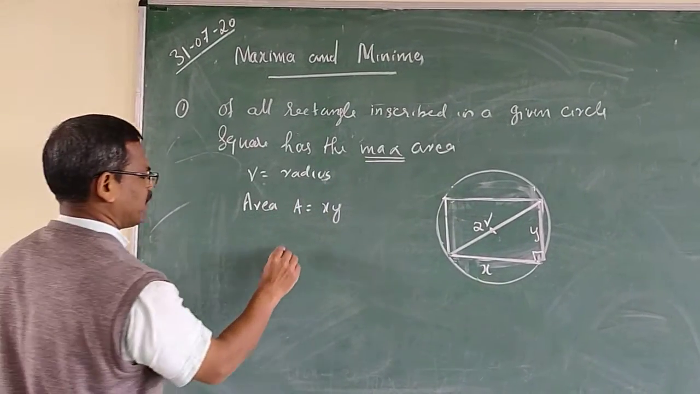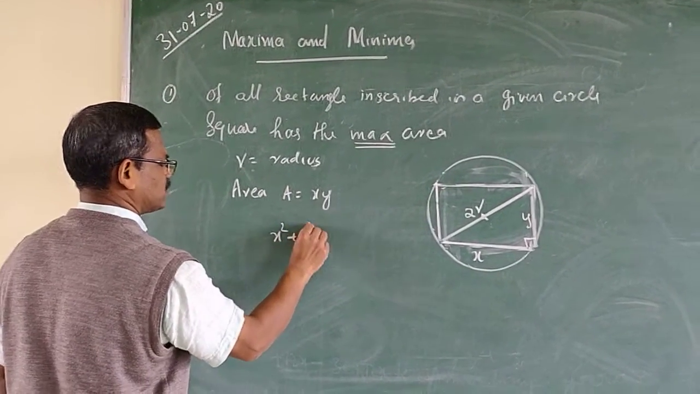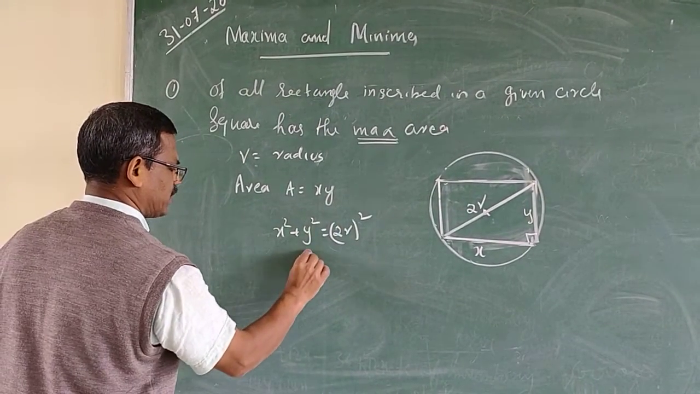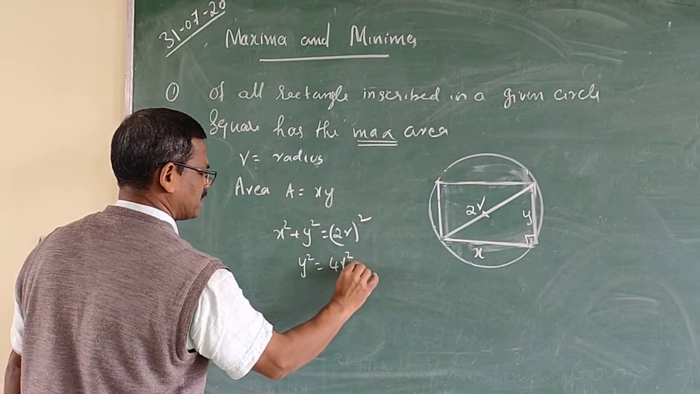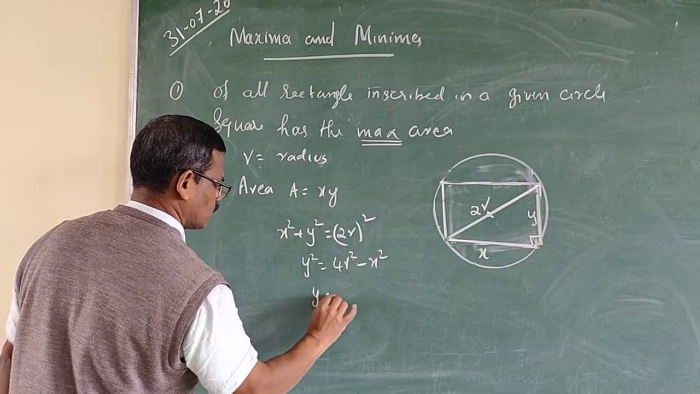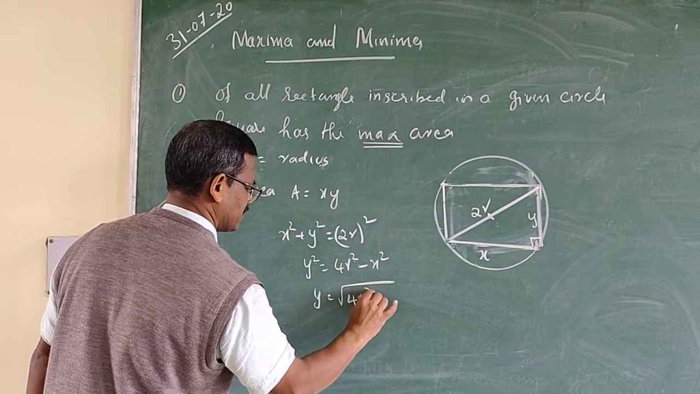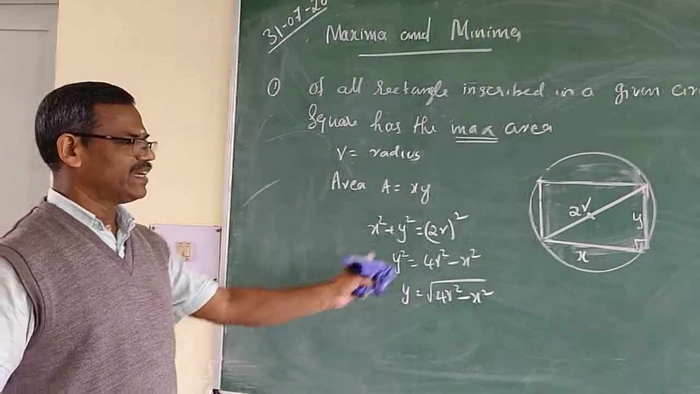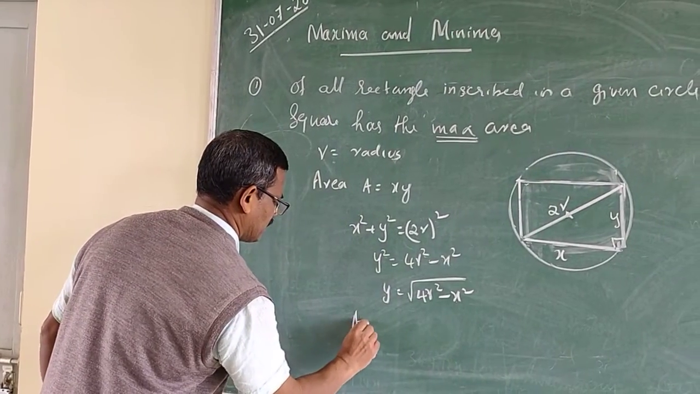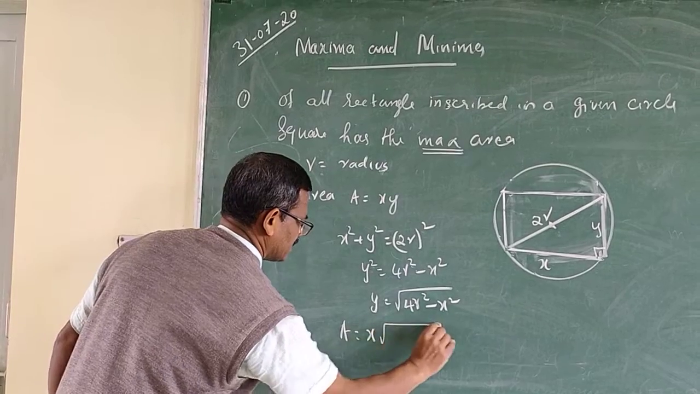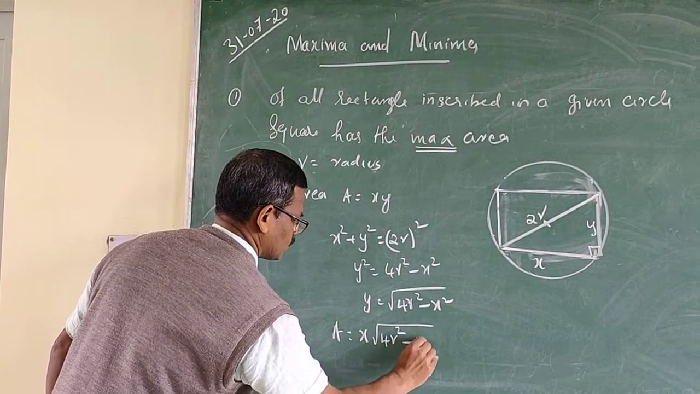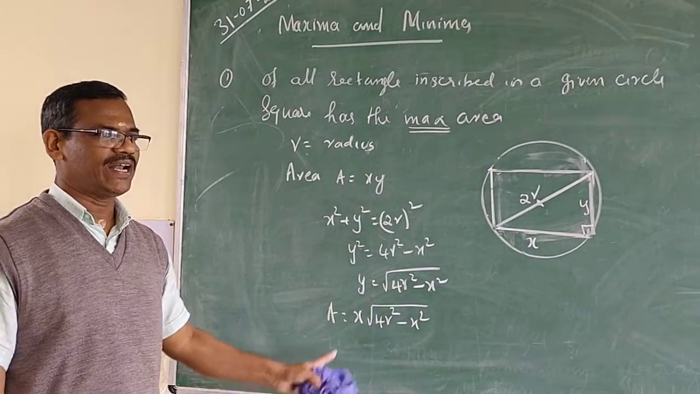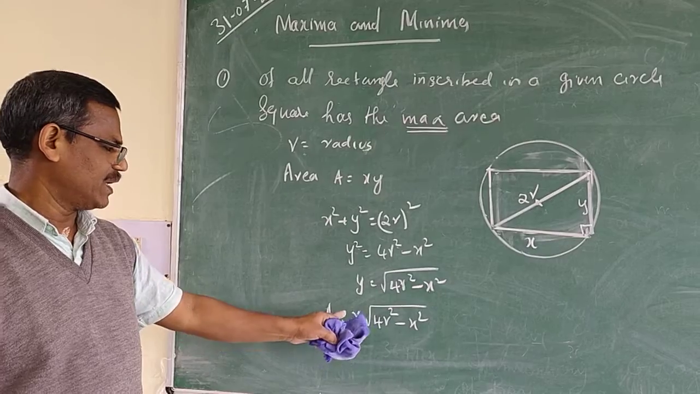Now from the figure you can see that x square plus y square is equal to (2r) square, by the Pythagoras theorem. Or y square is equal to 4r square minus x square. Or y is equal to under root of 4r square minus x square. So you got y in terms of x. The area function now becomes x into under root of 4r square minus x square. So now it has become a single variable x, and we can apply the maxima and minima condition.